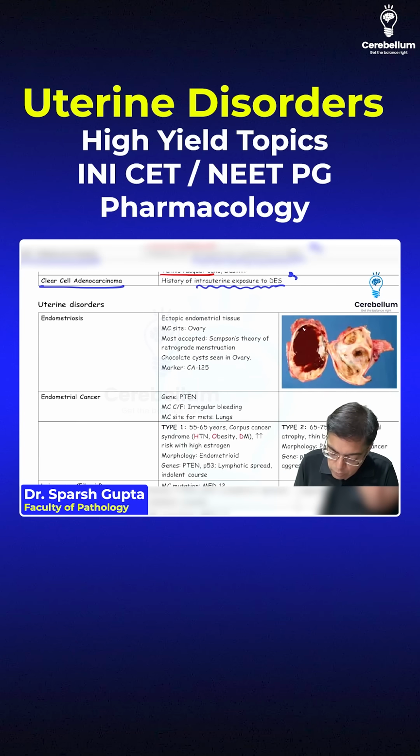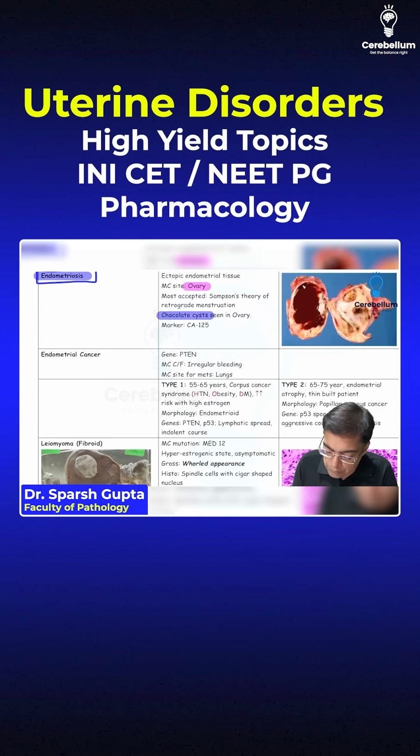Among uterine disorders, one of the commonest questions asked in the exam pertains to endometriosis, which is responsible for the presence of chocolate cysts in the ovary. Endometriosis is the presence of endometrial tissue outside the uterus, and the commonest site outside the uterus happens to be the ovary, right?